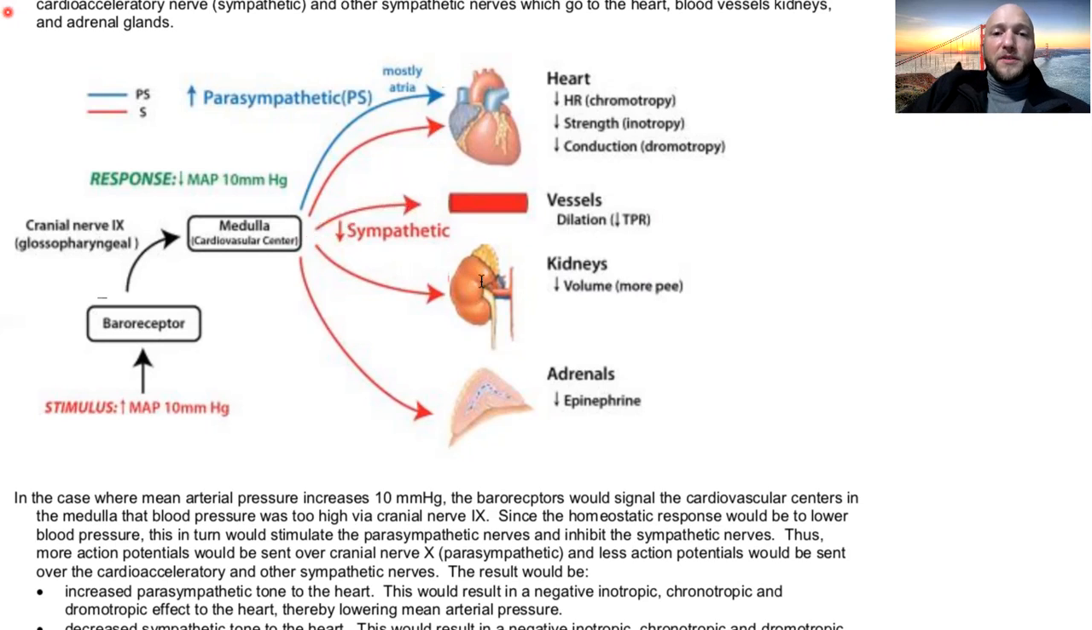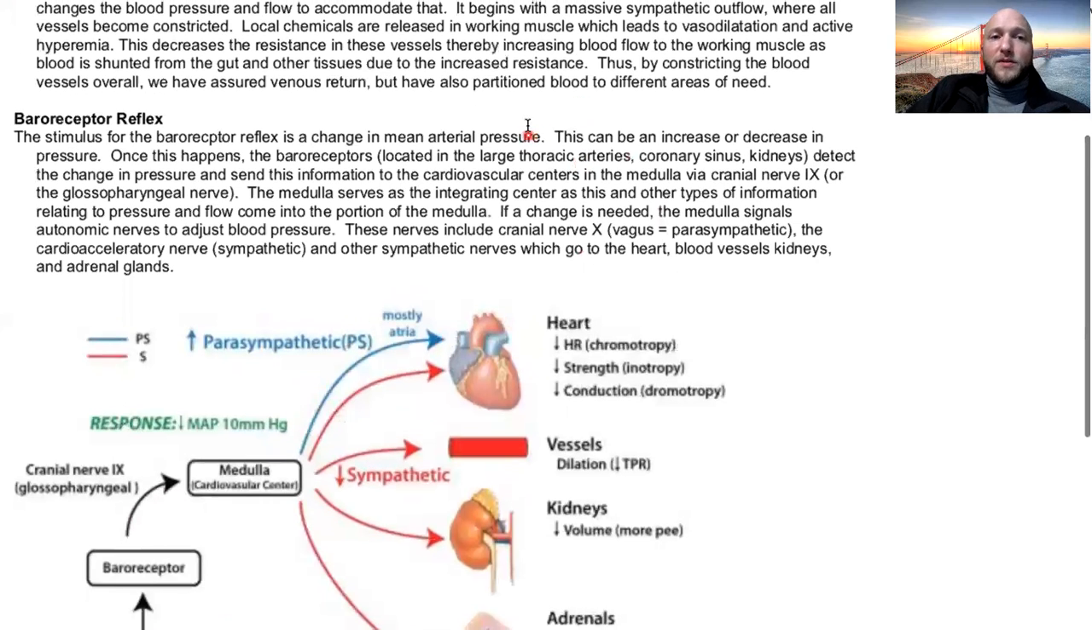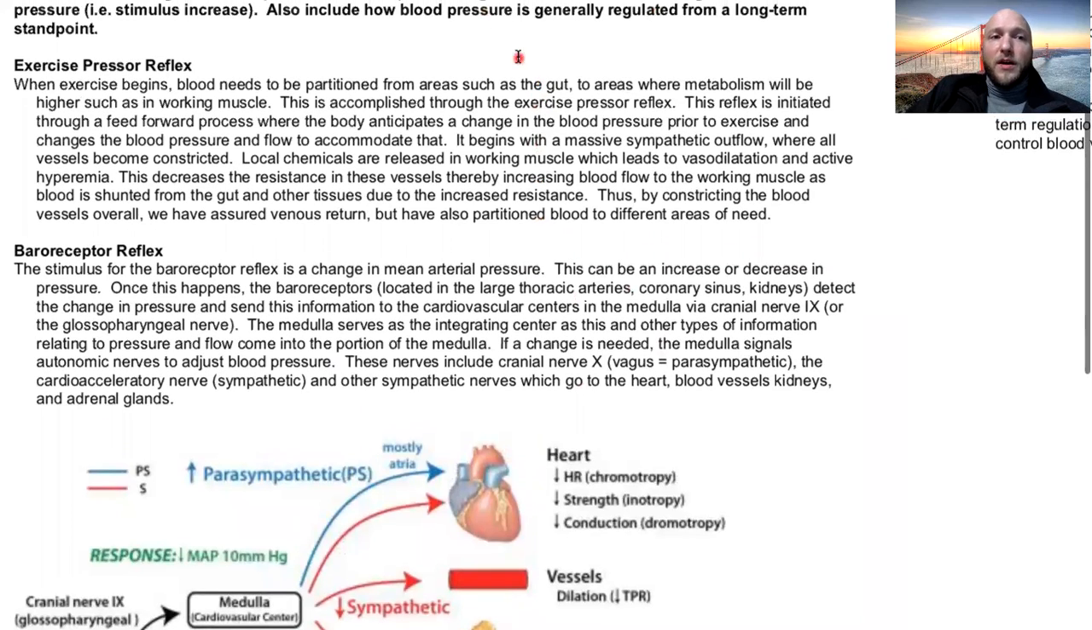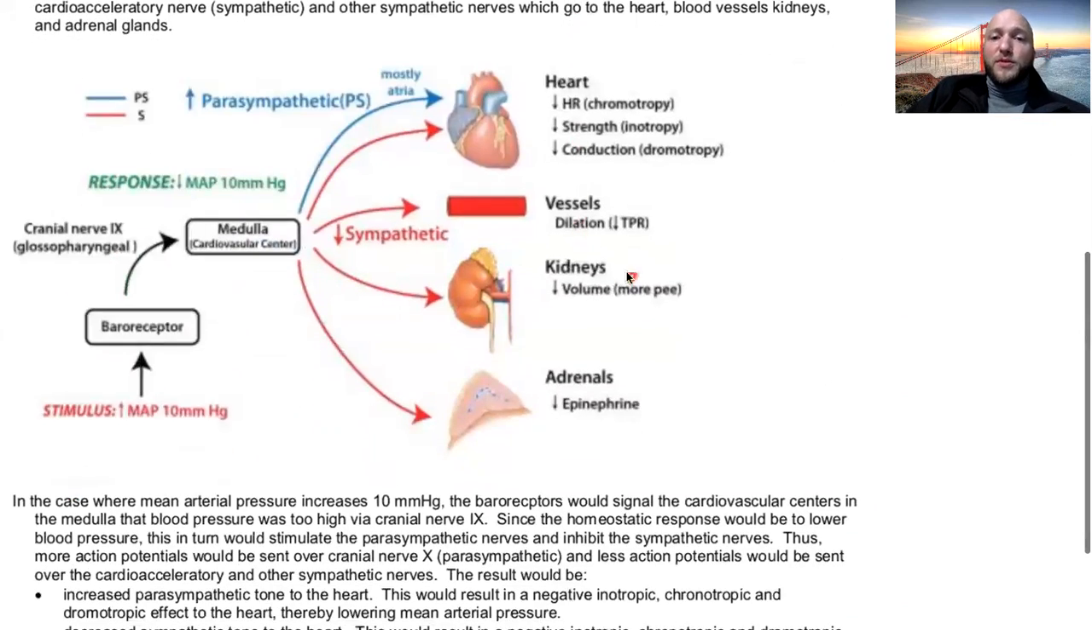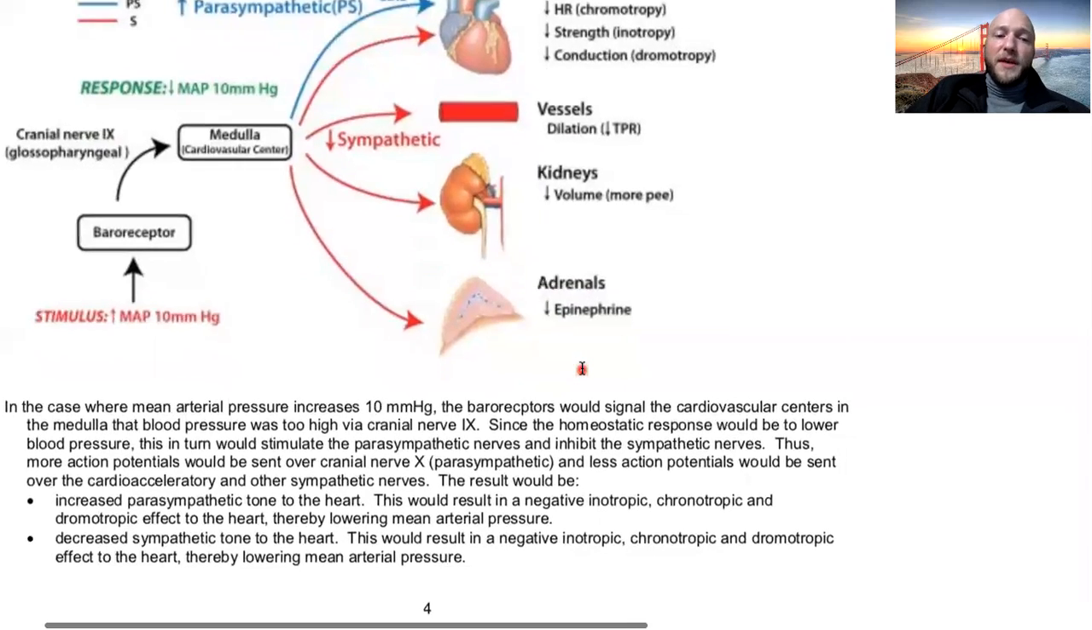It's going to decrease sympathetic nervous system stimulation to the kidneys, which is going to cause us to make more pee. That's the long-term control. This last part, what's the long-term control of blood pressure? Long-term control of blood pressure is blood volume. So you make more pee, you have less blood volume. And then it's going to go to the adrenal glands, and it's going to decrease sympathetic stimulation of the adrenal glands, which will decrease epinephrine output.